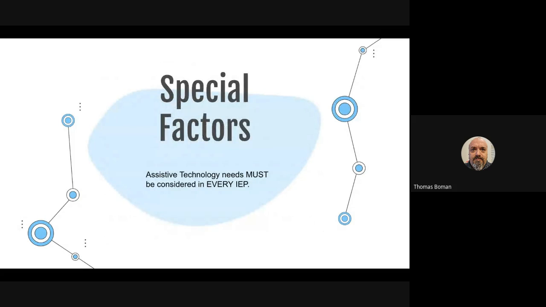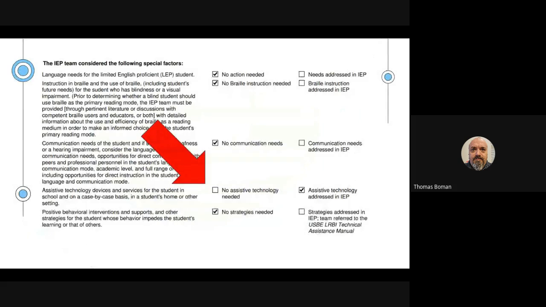Okay, special factors. So I wanted to spend a little bit of time on this. I'm sure you all know that assistive technology needs must be discussed in every IEP. That doesn't mean that kid is going to end up with assistive technology as part of their IEP, but it has to be a discussion. That's why it is listed as one of those special factors, along with behavior, communication, Braille, I can't remember the rest of them, but all those fun check boxes.